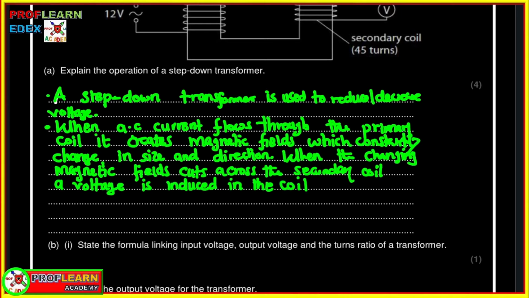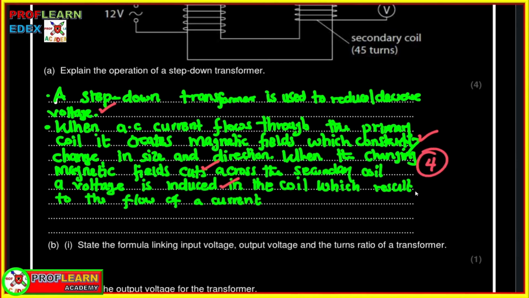Let's check the key points that you are supposed to include. The first key point, because you are talking about a step-down transformer, you must indicate that it reduces voltage. We'll talk of magnetic fields which are constantly changing direction and size. We shall talk of the magnetic fields created cutting across the secondary coil, and then we shall talk about the induced voltage which results in the flow of current. Those are the key points that must be included for you to earn all the 4 marks in that case.